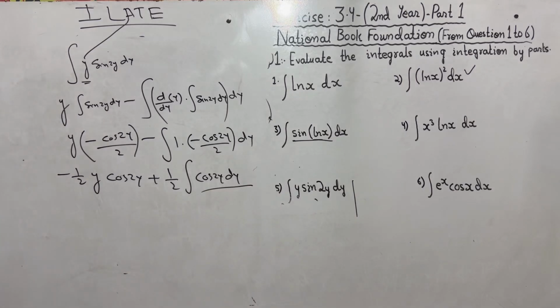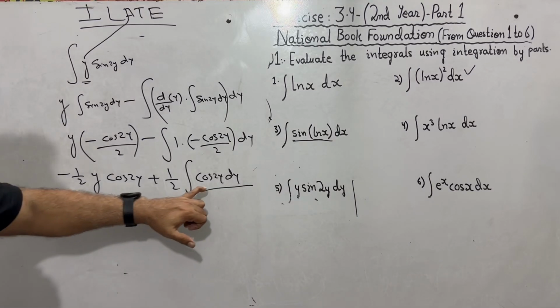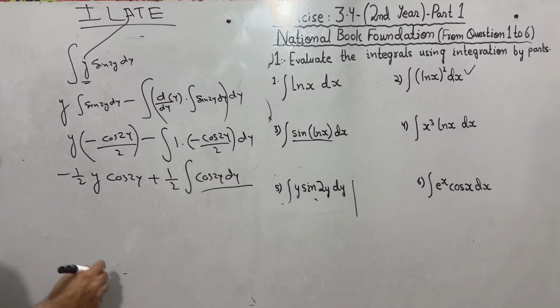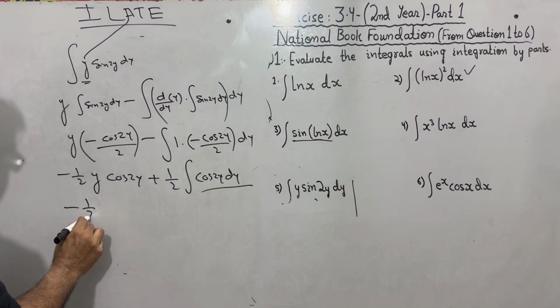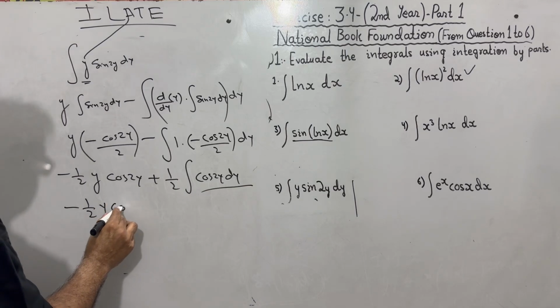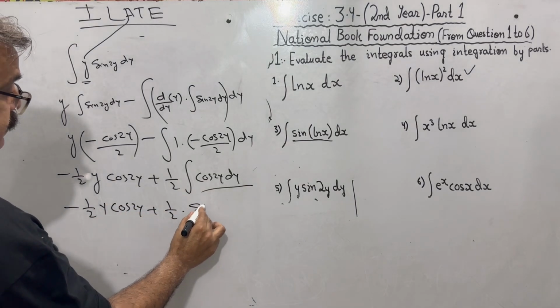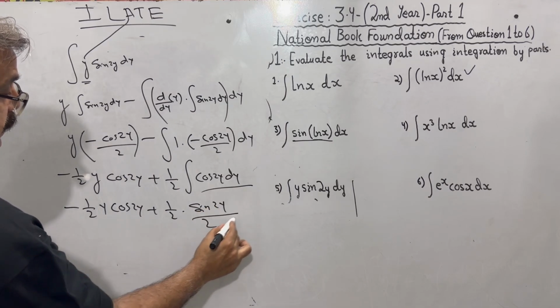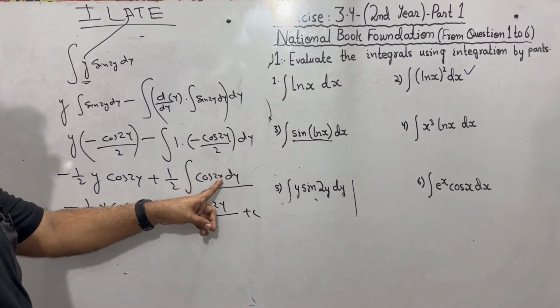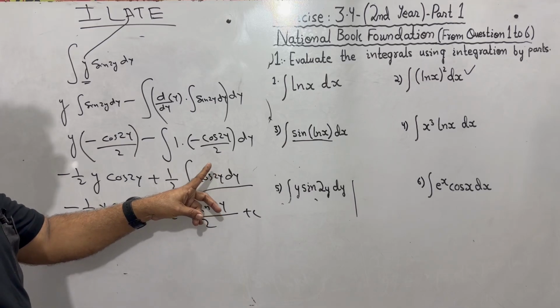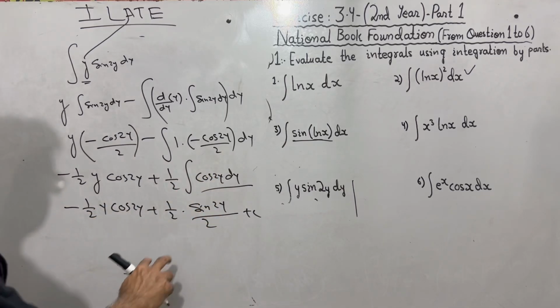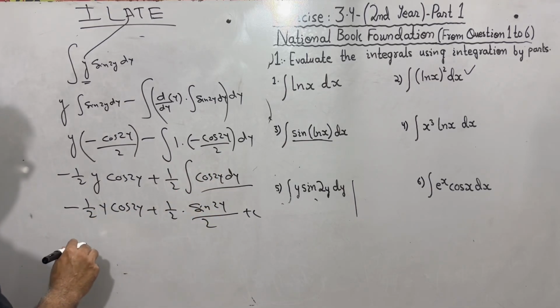Here is a single function. Integration of cos is only sine. Don't forget to divide by 2 owing to the multiple of the argument angle. Negative 1 over 2 y cos 2y plus 1 over 2. Integration of cos is sine 2y dividing by 2. Owing to the differentiation of angle 2y, differentiation of 2y is 2, dividing by 2. So it will become 2 times 2, 4 in the denominator.